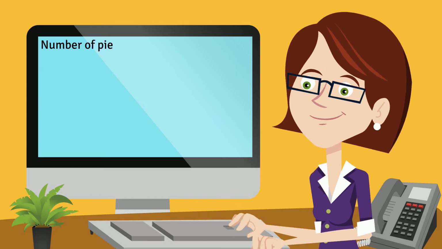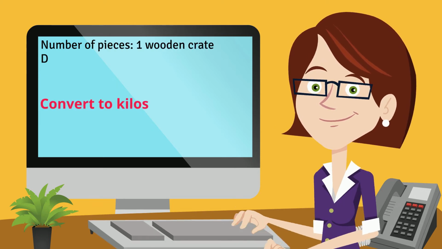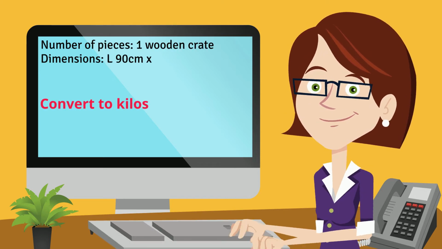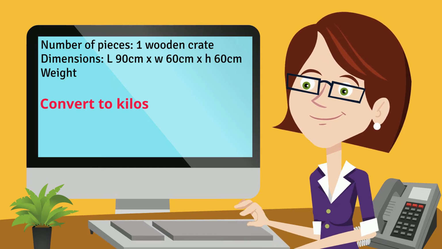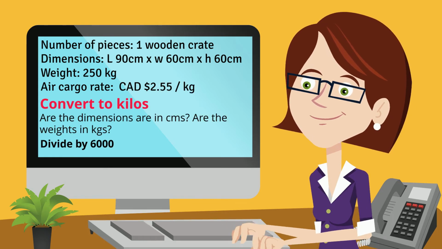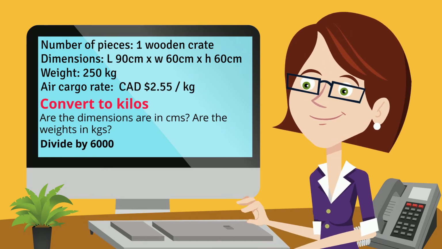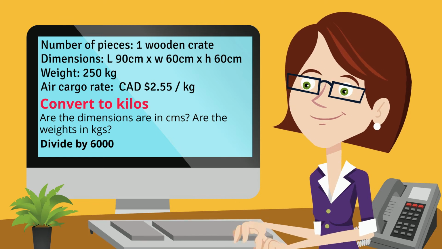At this point, you have the cubic centimeters, but you don't have the kilograms. You need to convert this. How you do this is by dividing by 6,000. If I divide the cubic centimeters by 6,000, I am going to get 54 kilograms. That is my volume weight.